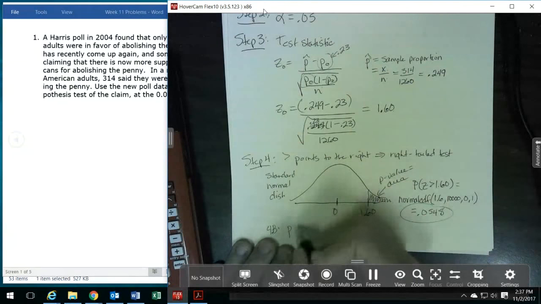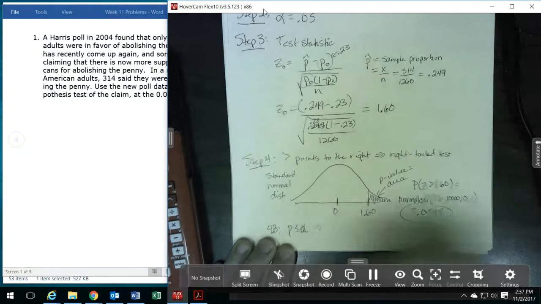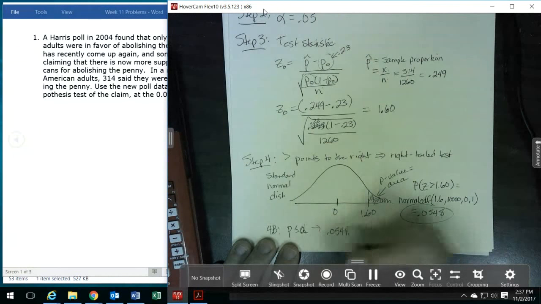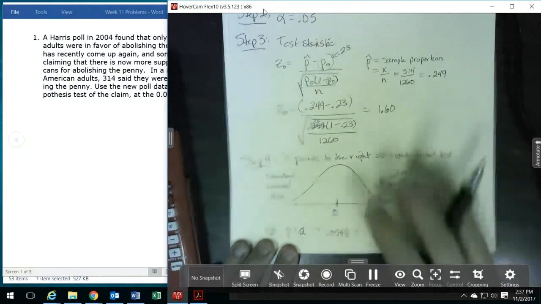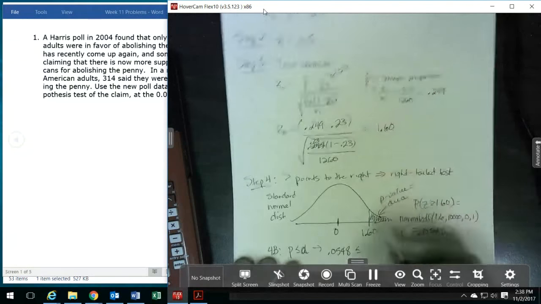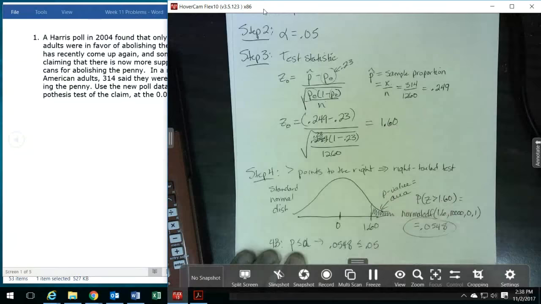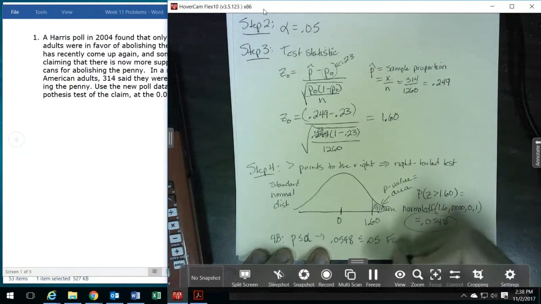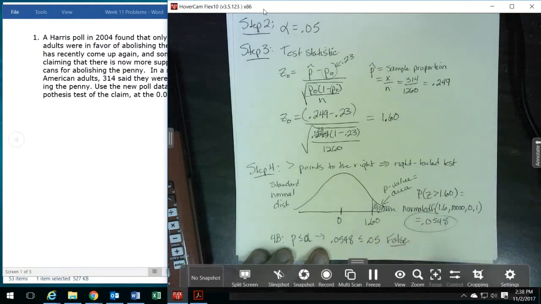So we're talking about 2 different p's. Okay, so if we want to take p and compare it to alpha, the p-value we just found was 0.0548. And the alpha that we had back up here was 0.05. So we just substituted those 2 numbers in there. Now we want to look at this and determine whether it's a true statement or not. And actually 0.0548 is a little larger than 0.05. So that means this statement is actually false.